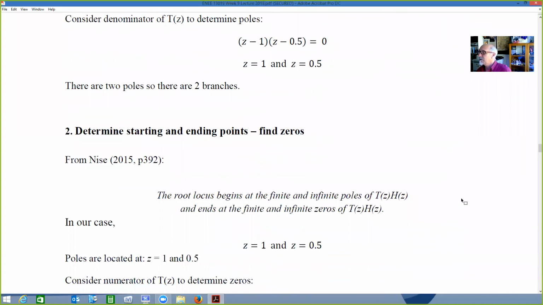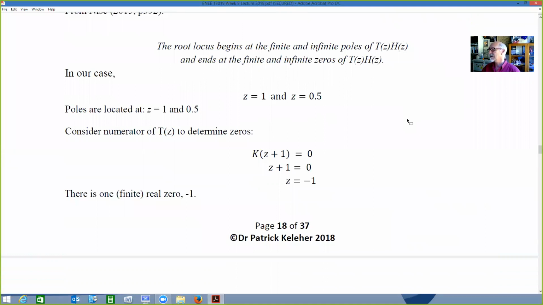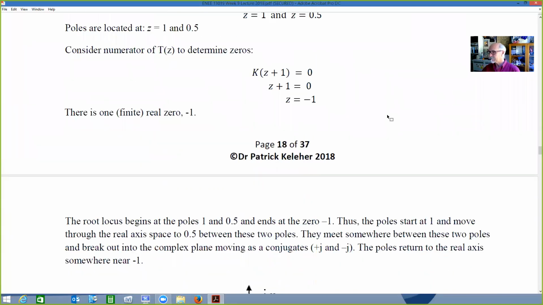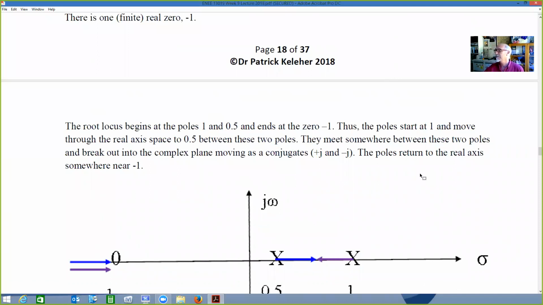Let's have a look at our starting and ending points. Again, write out these statements when you're doing your solution. The root locus begins at the finite and infinite poles of G(z)H(z), and ends at the finite and infinite zeros of G(z)H(z). Remember, we're dealing with Z's now. So it's exactly the same expression that we had for the analog ones, whereas we had G of S and H of S in that case. So in our case, we already know that our poles are located at Z equals 1 and Z equals 0.5. So we consider the numerator now. Set that to 0, and as you can see, we find that we have one finite real zero at Z equals -1. The root locus begins at the poles 1 and 0.5 and ends at 0, -1.